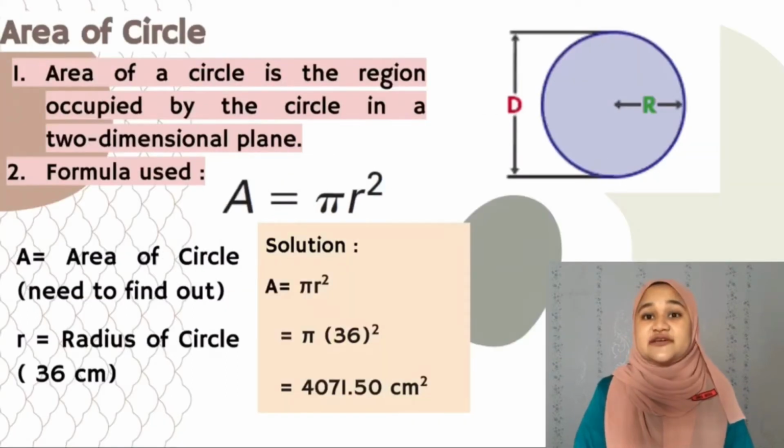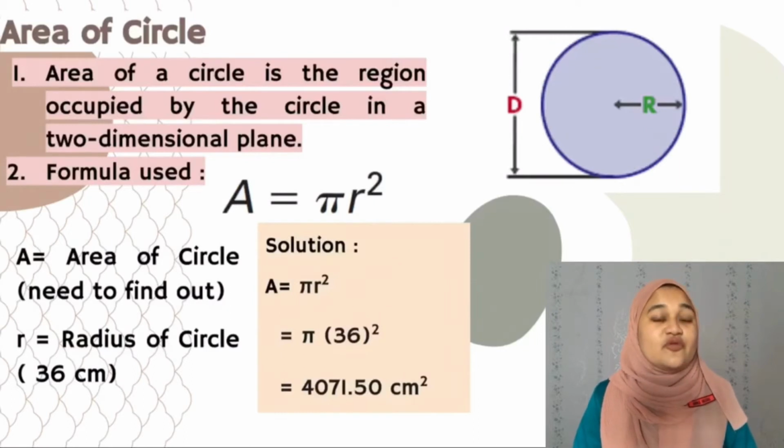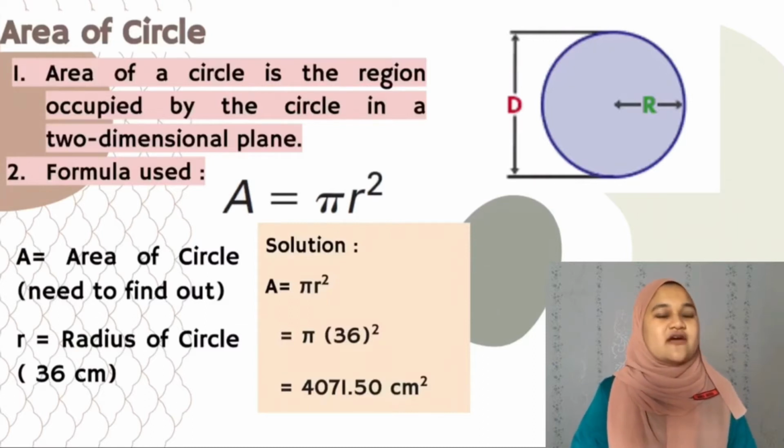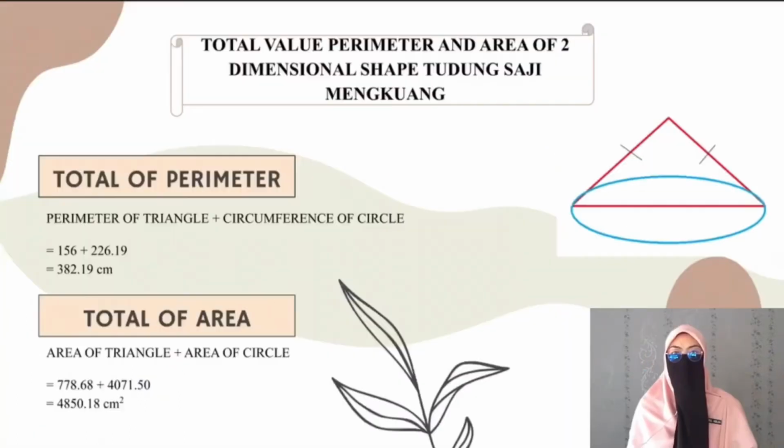What is the area of a circle? The area of a circle is the region occupied by the circle in a two-dimensional plane. The formula used to measure the area of a circle is pi r squared. The radius of the Tudung Saji Mengkuang is 36 cm. By using the formula, the area of the base of the Tudung Saji Mengkuang is 4071.50 cm squared.